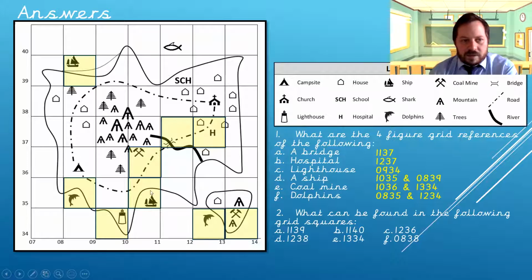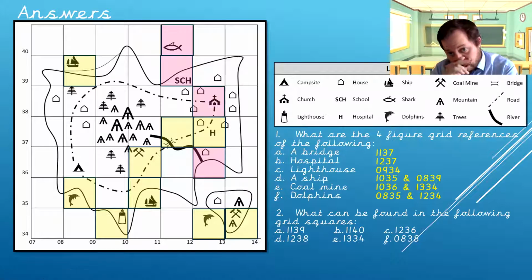So 1139, go up to here, what's in this box, and there's the school. In 1140, we have the shark. In 1236, which is this one here, we have a house and part of a river. In 1238, which is here, we have some houses, a path, and a church.